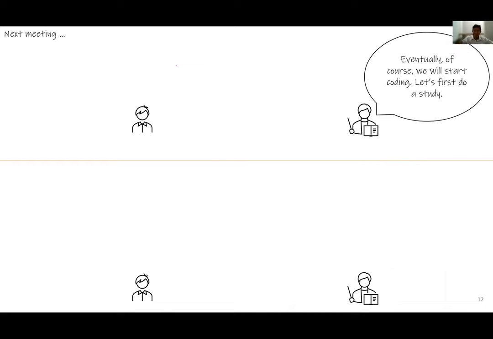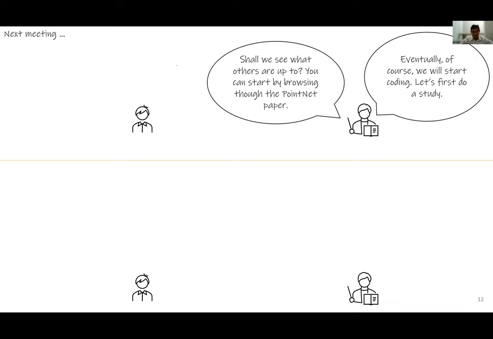Eventually, of course, we will start coding. Let's first do a study. And then professor says, shall we see what others are up to? You can start by browsing through the PointNet paper. So professor mentions the first paper's name. Now, if your professor is able to give you the first 10 papers to read, I think you are a very fortunate person. That means you don't have to worry so much about zeroing in on papers, and you will not read stupid papers and corrupt your beautiful mind, right?